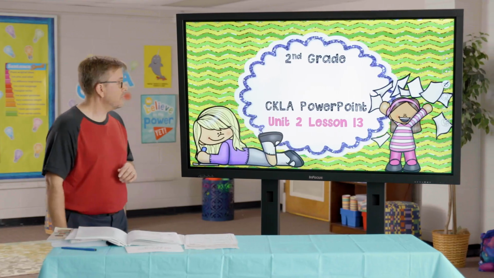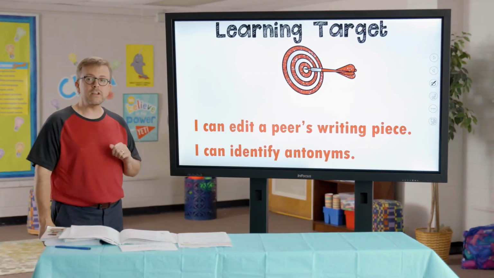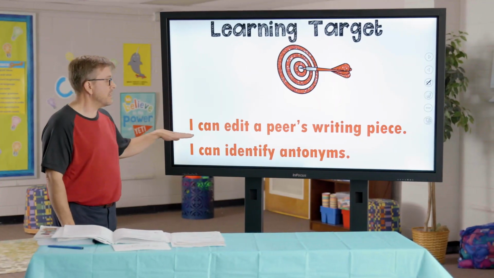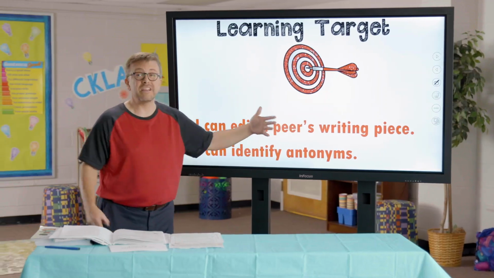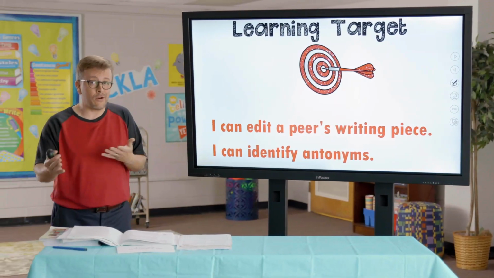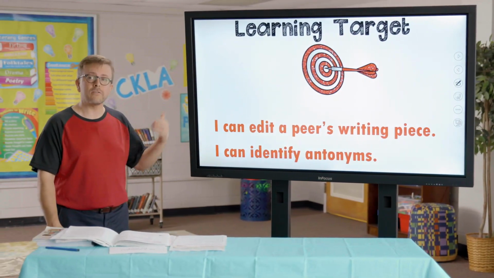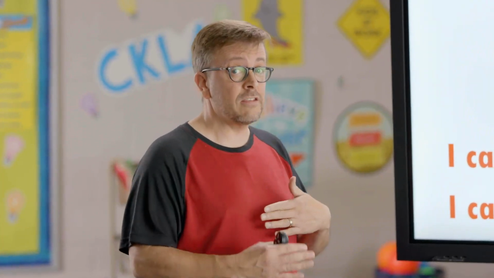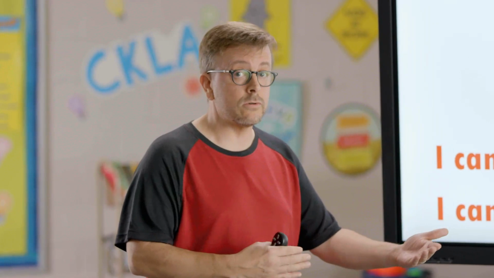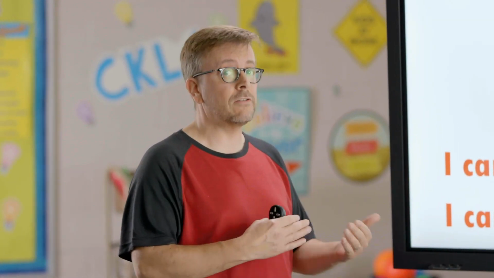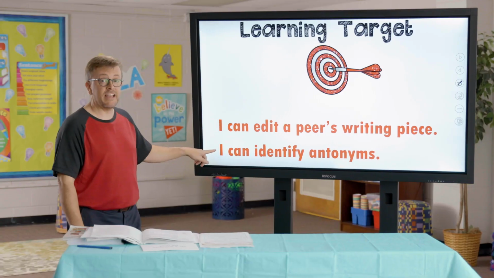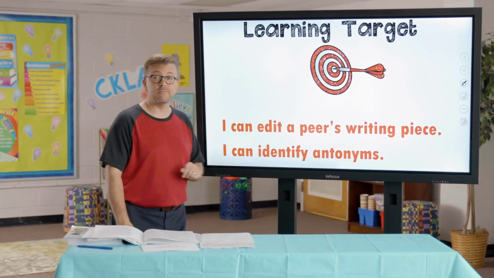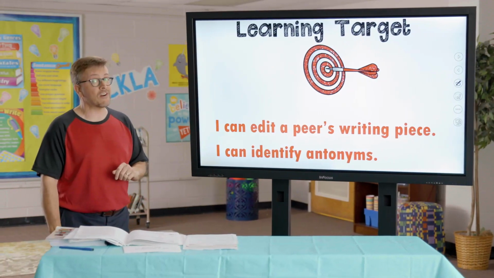All right. Unit 2, Lesson 13. Our learning targets today are to edit a peer's writing piece. Now you're at home. We don't have a peer, somebody in our classroom that we can edit, so I've picked one that we're going to look at together. But you should be able to take this skill later on when you're in school and apply it to a peer's writing piece. And the second one is I can identify antonyms, and we'll find out what those are later on in the lesson.